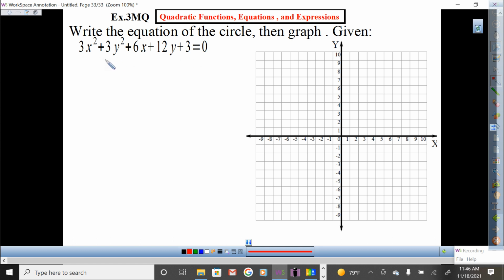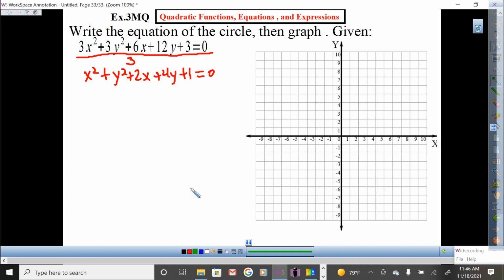Divide by what? Divide by the leading coefficient, which is 3, yes? So therefore, 3x squared divided by 3 is x squared. 3y squared divided by 3 is y squared. 6x divided by 3 is 2x. 12y divided by 3 is 4y. And 3 divided by 3 is 1, and all that equal to 0. Yeah? Some of you skipped that step, and all of a sudden you got fractions, and you went crazy all over the place. So don't skip steps, please.